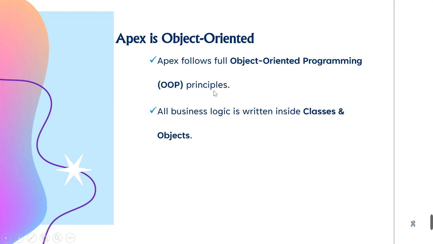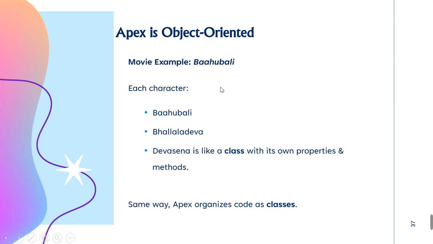The first point is that Apex is an object-oriented programming language. Whatever business logic we write, we write inside classes and objects only. Just remember this point. In the upcoming sessions we'll understand what classes are, what objects are, and the object-oriented programming (OOPs) concepts.